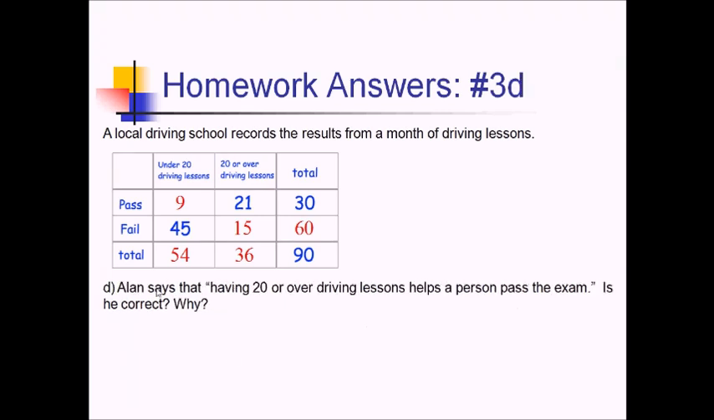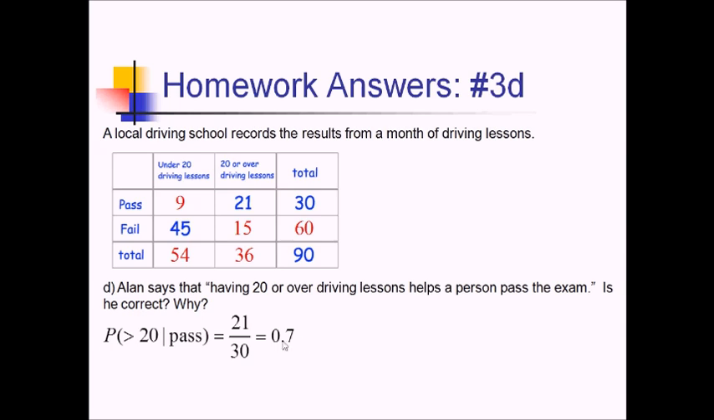For part D, Alan says that having 20 or more driving lessons helps a person pass the exam. Is he correct, and why? So there's a lot of different ways to slice the data here. One way to do this is to look at the number of people who passed and figure out how many of them had 20 or more lessons. If we find the probability of 20 or more given passing, that's 21 out of 30, which is really 7/10, which is really just 0.7 or 70%.